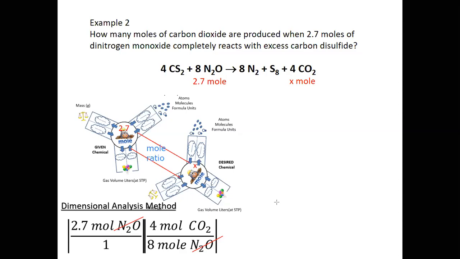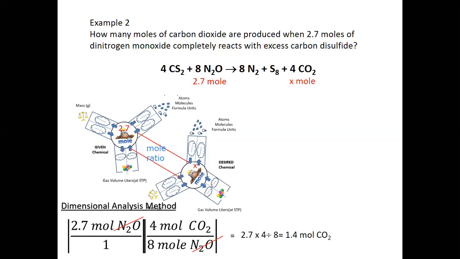The calculation now will determine that this is now a new chemical. It's no longer dinitrogen monoxide. It's now a mole amount, but a mole amount of carbon dioxide. So our mathematics becomes 2.7 times 4, because 4 is a numerator, it's on top. Divide by 8, because 8 is the denominator. It becomes a divisor because it's on the bottom. 2.7 times 4, divide by 8, becomes 1.4 moles of carbon dioxide.